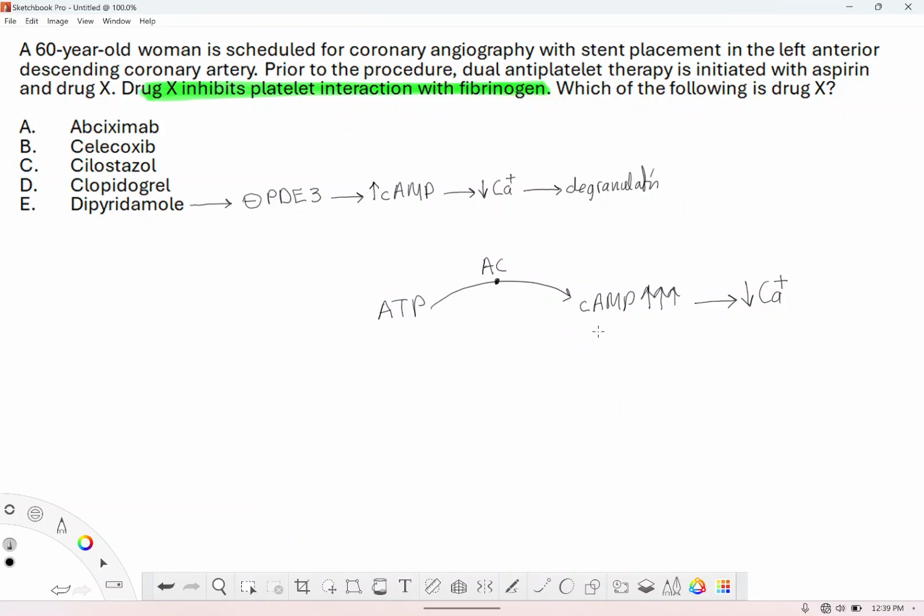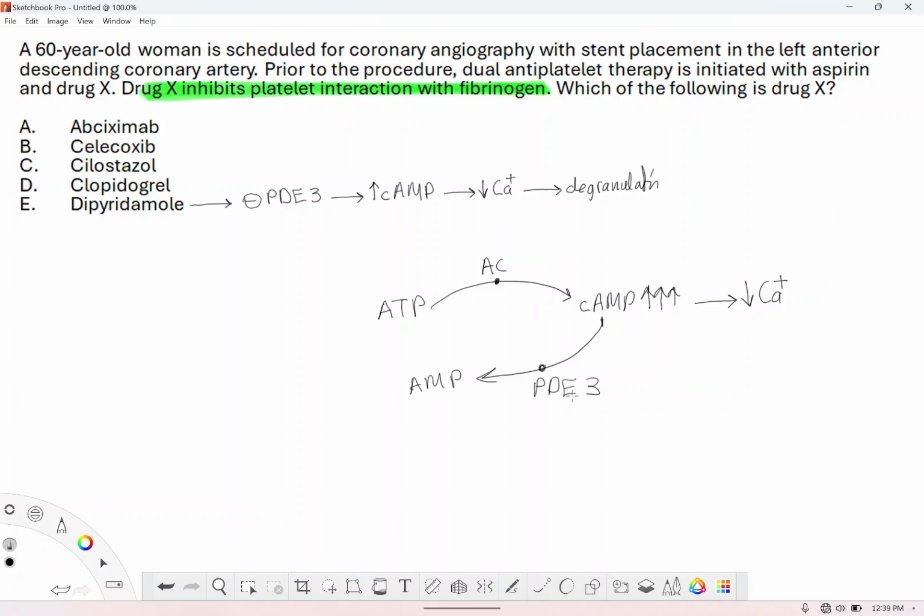But on the other hand, you can convert cyclic AMP. Okay, so cyclic AMP can be converted by phosphodiesterase 3. Phosphodiesterase 5, which I mentioned earlier, is usually used for conversion of cyclic GMP, not AMP. So it converts that to AMP, therefore decreasing the concentration of cyclic AMP.